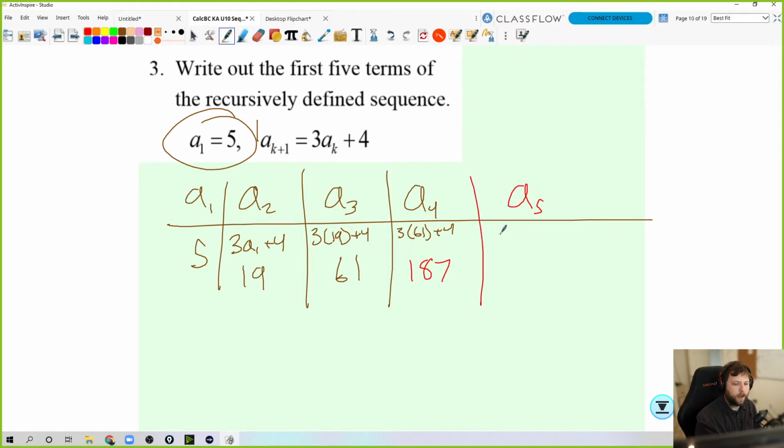Your a sub 5 would be 3 times 187 plus 4, which is going to be something gross. I don't know how to do this. So it's going to be 531 plus 4, which is going to be 535. So that might be how I do these kinds of things recursively.